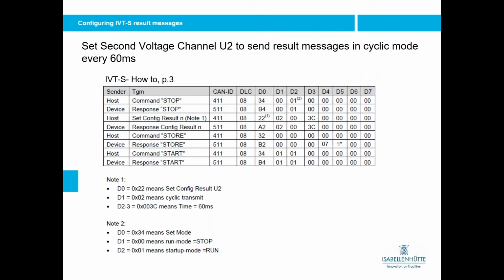Now, what we want to do in this chapter is to set the second voltage channel U2 to send a result message in cyclic mode every 60 milliseconds. This procedure can be found in the IVT-S how-to document on page 3. Now for this, we will have to send 4 different command messages to the module.